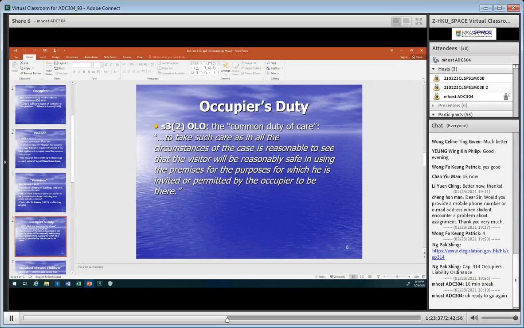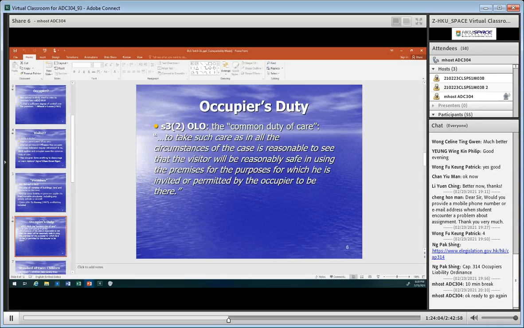And of course, there must be breach causing damage, which is not too remote. So what is the occupier's duty? Well, this is actually stated in section 3, sub 2 of the OLO, and it's called the common duty of care. I don't know why they call it the common duty of care, but that's what it does say. And if you get hold of that ordinance, you'll read it says to take such care as in all the circumstances of the case is reasonable.